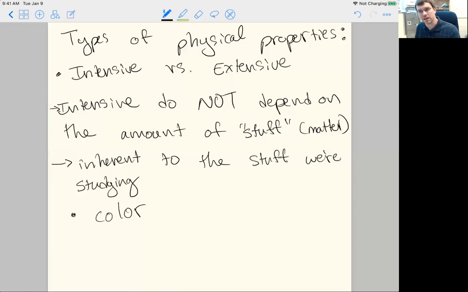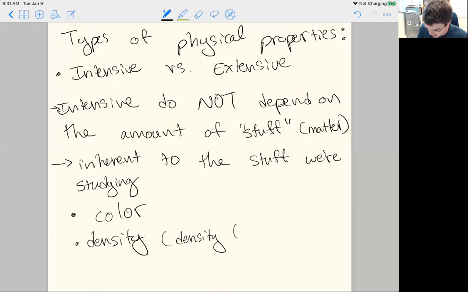Now, you might argue that, well, I feel like if I add more of something, it could get darker. Well, that's more to do with opacity, and that's a different type of way of observing the way something interacts with light. So I'm just trying to keep it broader in our discussion of color. Another big one is density. Now, density we're going to get to in a second, but density is a really interesting one because it actually is inherent to the type of matter that we're looking at and doesn't change with the amount of matter that we have.